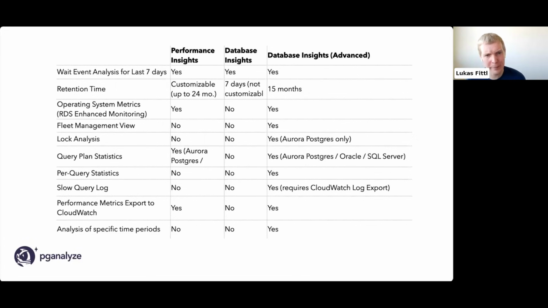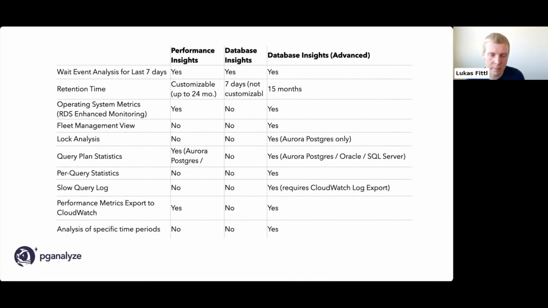The first column here is Performance Insights. The second is Database Insights in what's called standard mode. The third one is Database Insights in the advanced mode. Now, if you want the closest to what you got previously, it doesn't really exist in the same way. Where that's most visible is on retention time. With Performance Insights previously, you could customize the retention time. You got Performance Insights basically for free, and then if you wanted more retention time, you had to pay for the extra retention time.